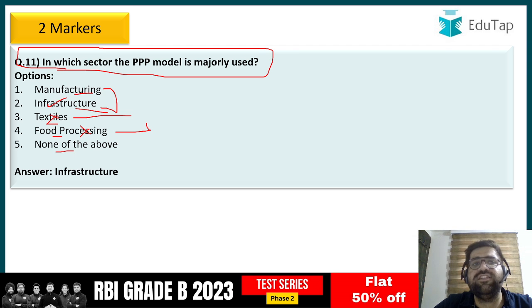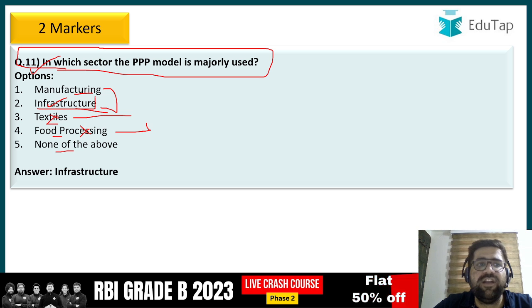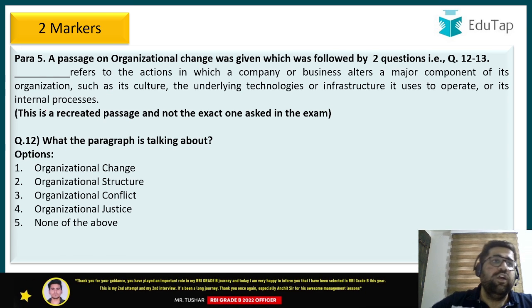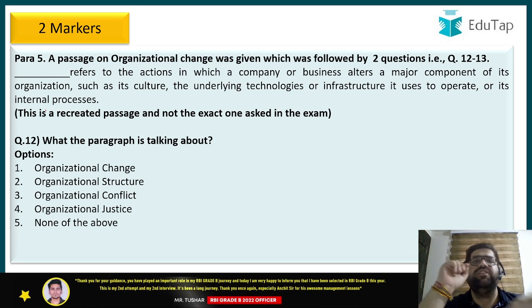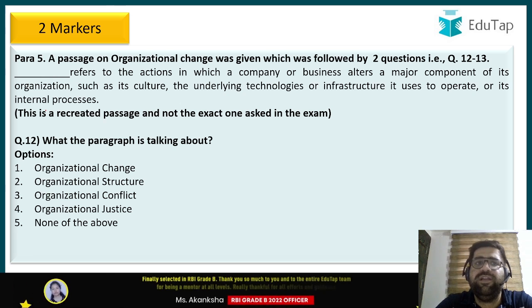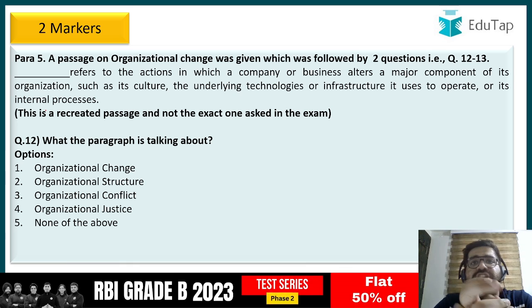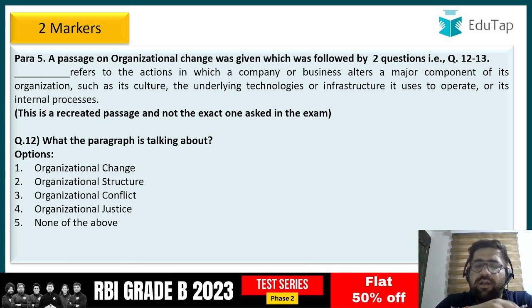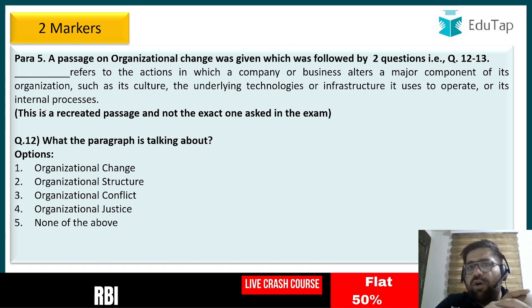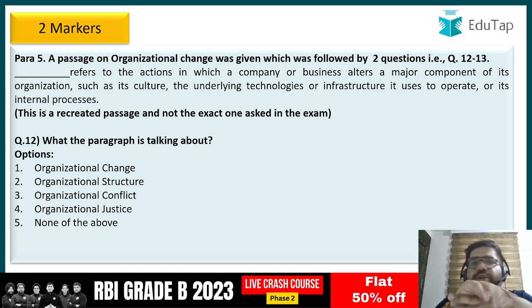Why? Because infrastructure has a big need of money, and that is where the private sector comes in and provides its expertise. Therefore, the answer to question number 11 will be infrastructure. Now, coming to para 5, a passage based on organization change was given, which was followed by two questions. So basically one paragraph was given regarding organization change, and there were two questions based on it.